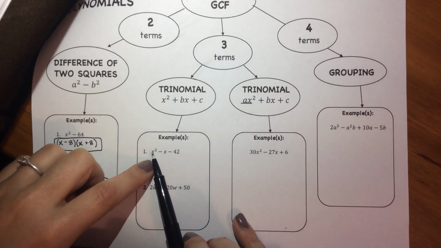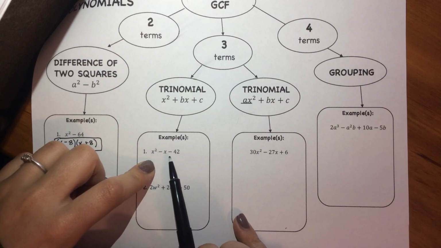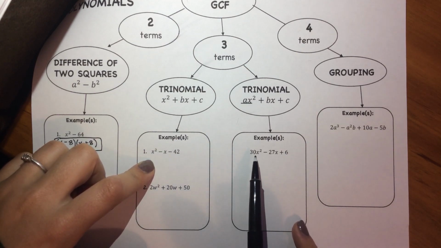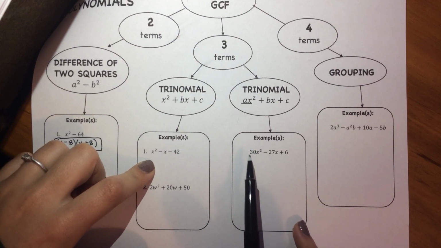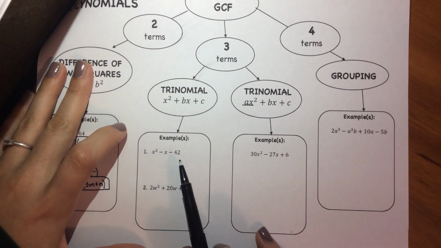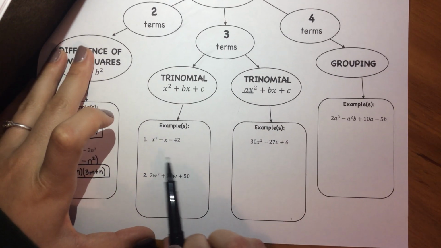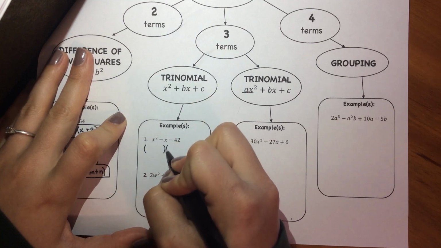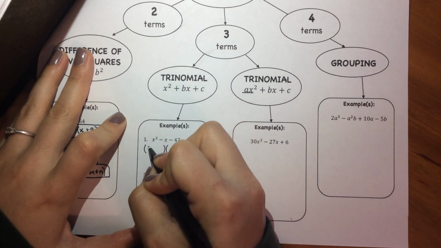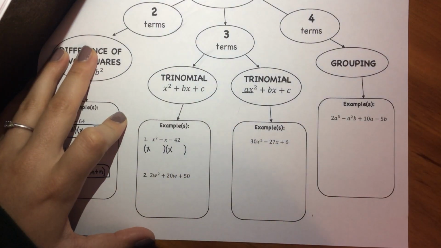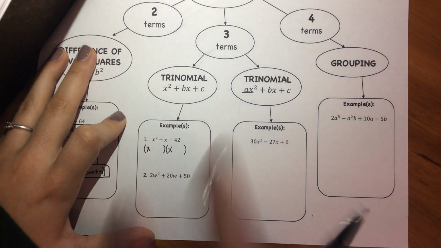So for example, right here we have x squared minus x minus 42. Over here we have 30x squared. So we have that number out in front. All right, so let's start with this guy over here. How do we factor a polynomial, or a trinomial rather, that looks like this? We're going to have our 2 sets of parentheses. We break down x squared into 2 terms, so x and x.